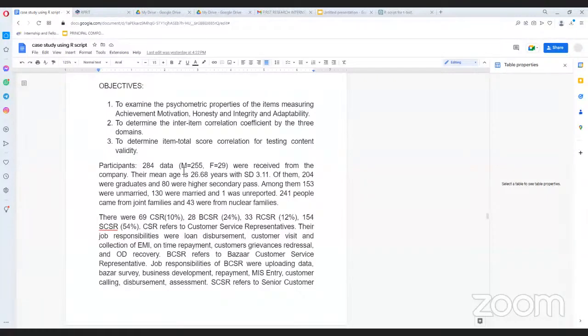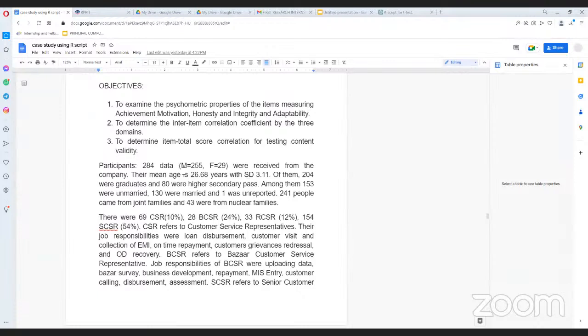Now, participants: 284 data, 255 male and 29 female, were received from the company. Their mean age is 26.68 years with standard deviation 3.11. Of them, 204 were graduates and 80 were higher secondary pass. Among them, 153 were unmarried, 130 were married, and one was unreported.